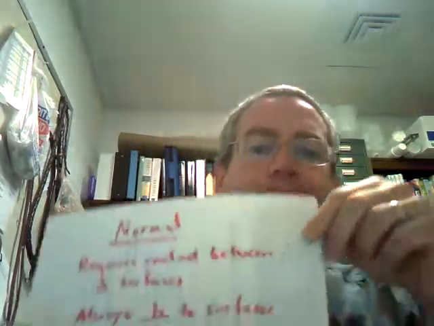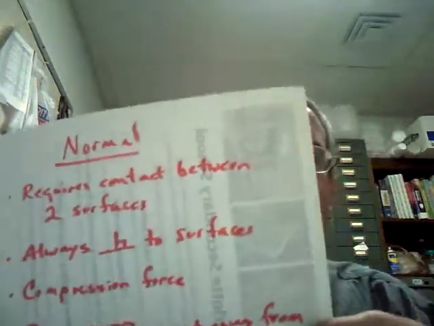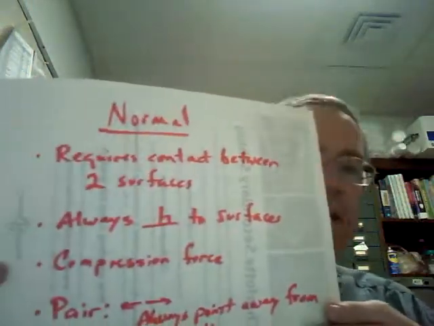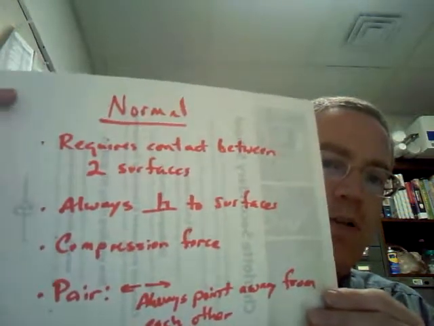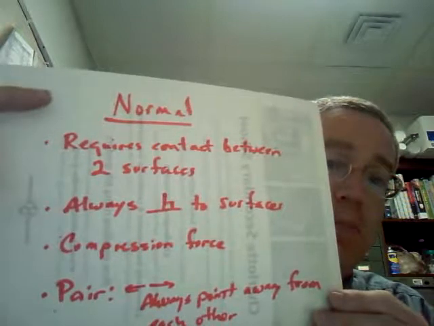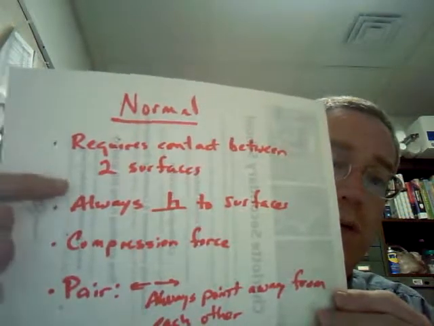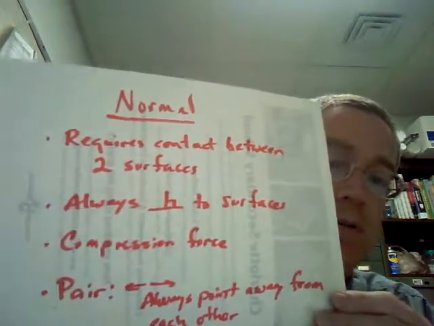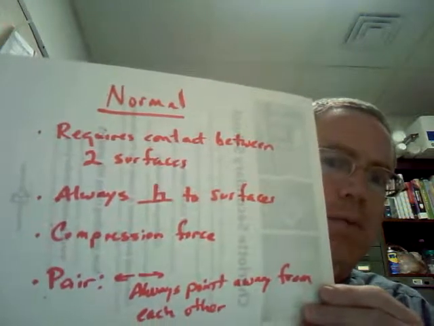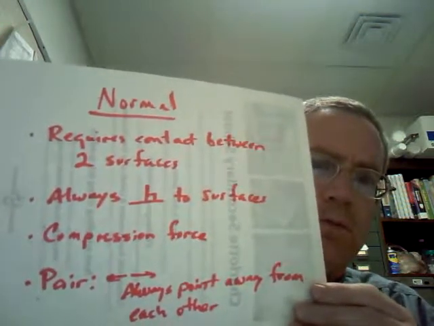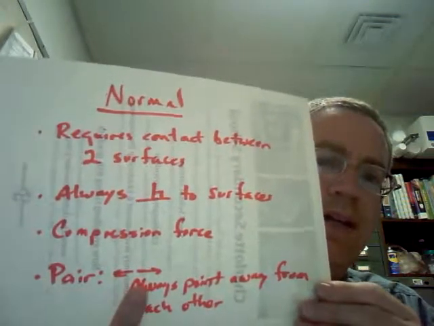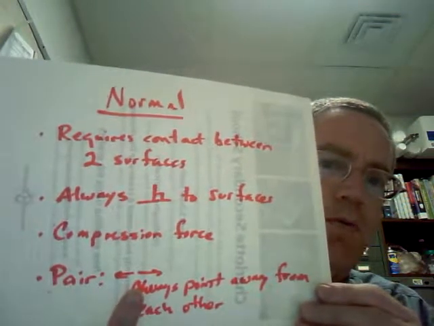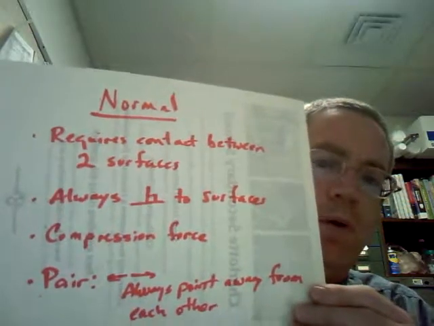And then the last one of FTNOW is normal force. Normal force requires contact between two surfaces. It's always perpendicular to the surfaces. As a matter of fact, normal is a math term meaning perpendicular. So it's called normal force because it is perpendicular to the surface. Perpendicular, right angle. It is a compression force. The pair of forces is always pointing away from each other. Unlike tension and unlike gravitational force, normal force is always pointing away.